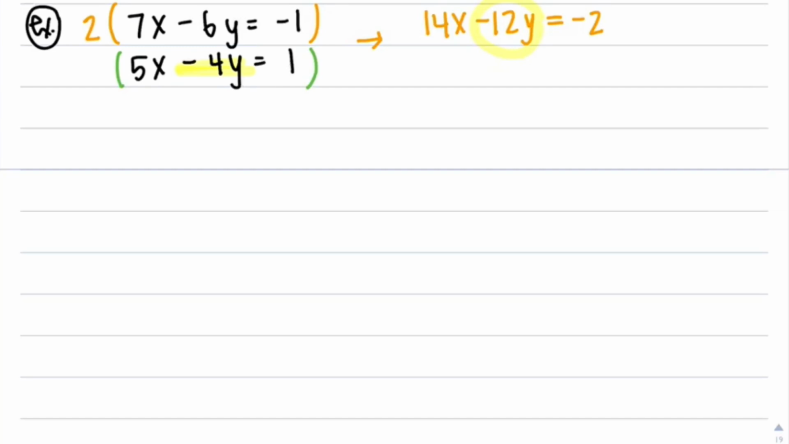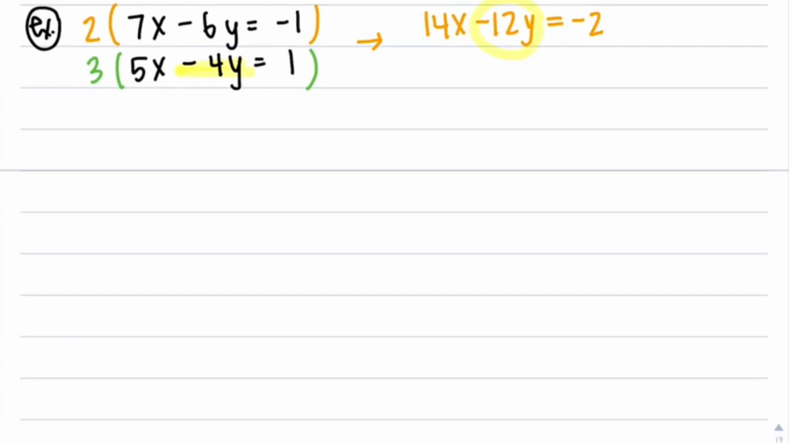So in this case, I would have to multiply it by a negative. I would multiply by 3, because that would make it 12. But a negative 3, because those double negatives are going to turn it positive. So in this case, this would be negative 15x. Negative 3 times negative 4 is going to be positive 12y. And then is equal to negative 3 times 1, which is negative 3.